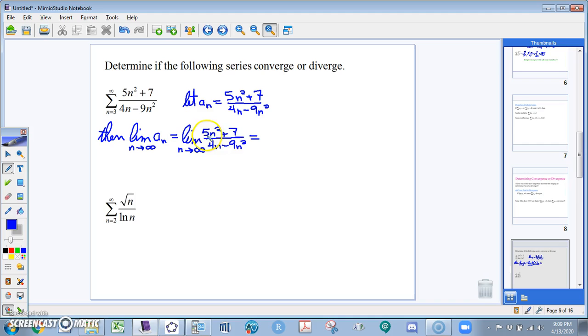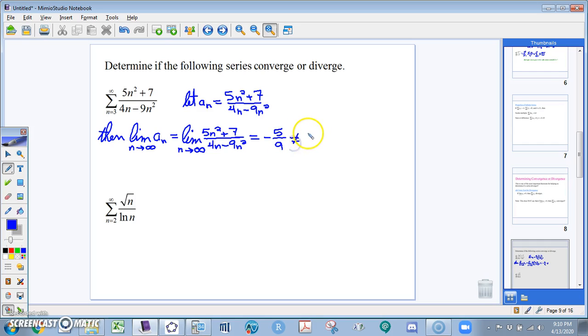When we were talking about sequences, we know that we can compare it to a real variable function, 5x squared plus 7 divided by 4x minus 9x squared. That's a rational function. We know that its limit is the ratio of the leading coefficients since the degrees are equal. And if the limit of that real variable function exists, then it's the same as the limit of the sequence. So this sequence has a limit of -5/9.